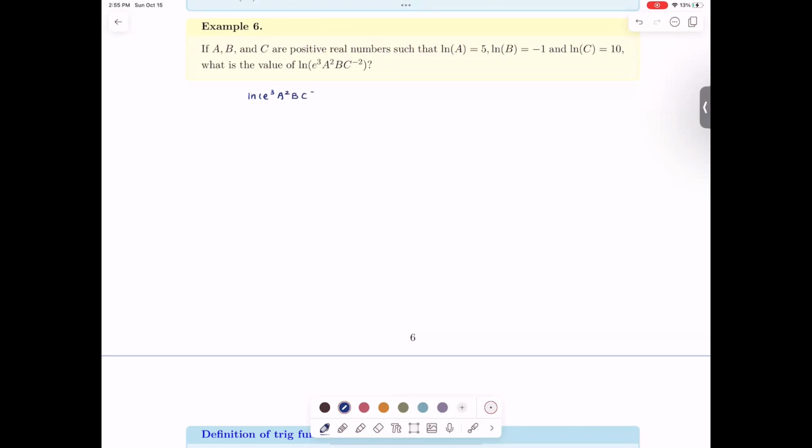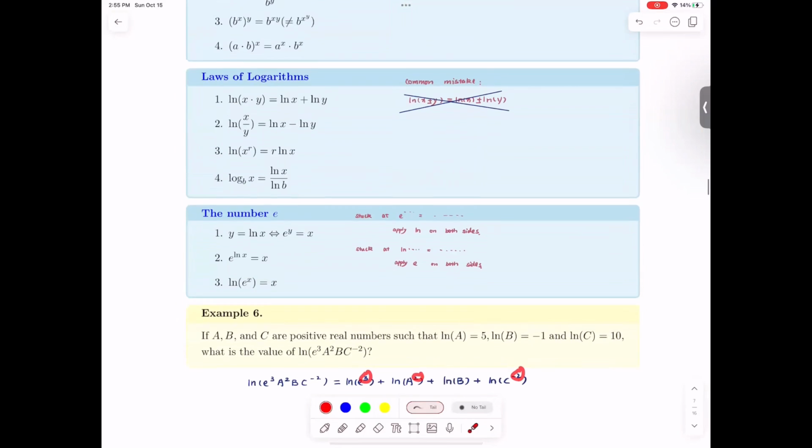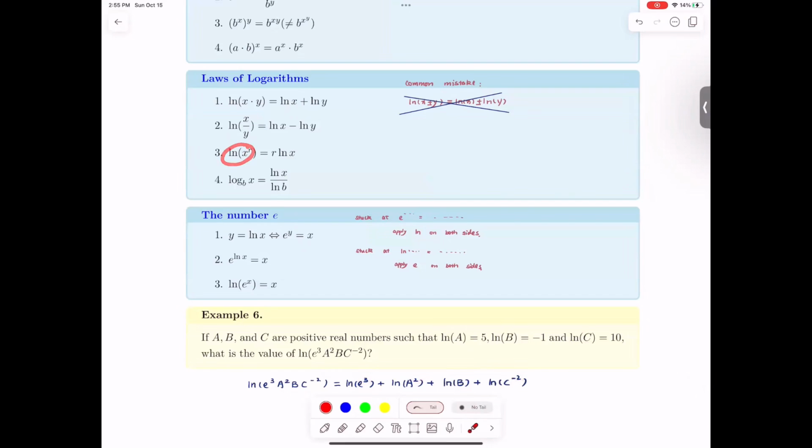B, C, okay. So it's a product. You can split it to a sum, right? So that's ln of e to the 3 plus ln of a squared plus ln b plus ln c to the power of -2. And also you have power, and the power can be taken to the front, right?